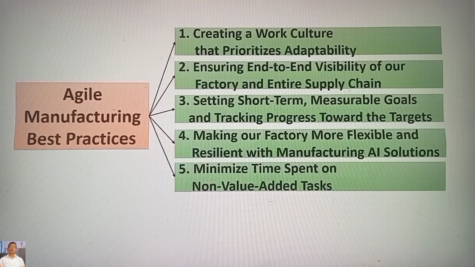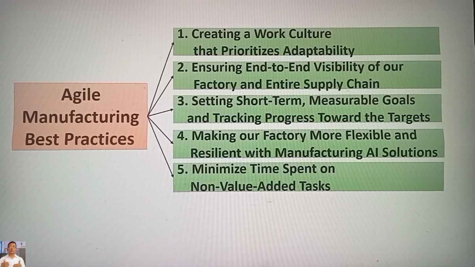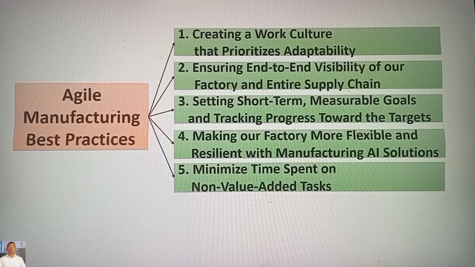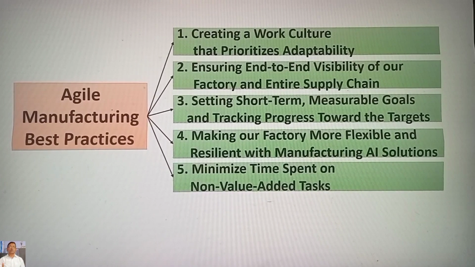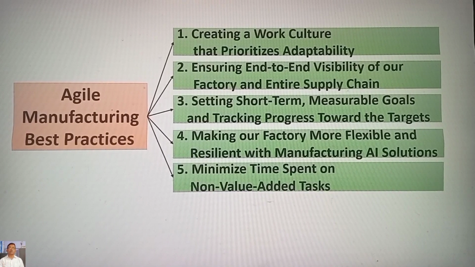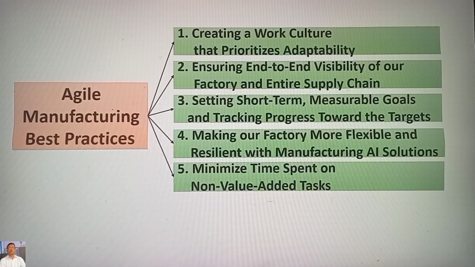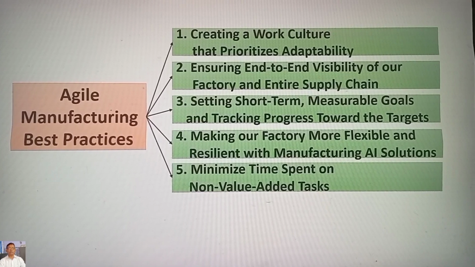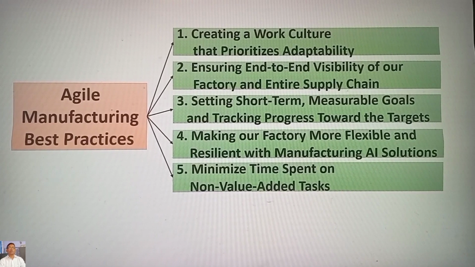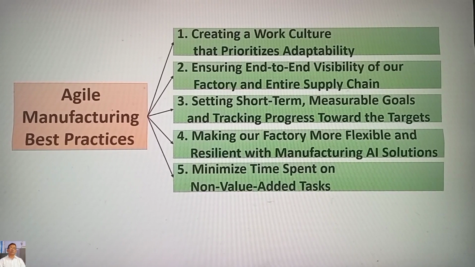Agile manufacturing best practices. First, creating a work culture that prioritizes adaptability. Second, ensuring end-to-end visibility of our factory and entire supply chain. Third, setting short-term measurable goals and tracking progress towards the target. Fourth, making our factory more flexible and resilient with manufacturing AI solutions. Fifth, minimize time spent on non-value-added tasks.